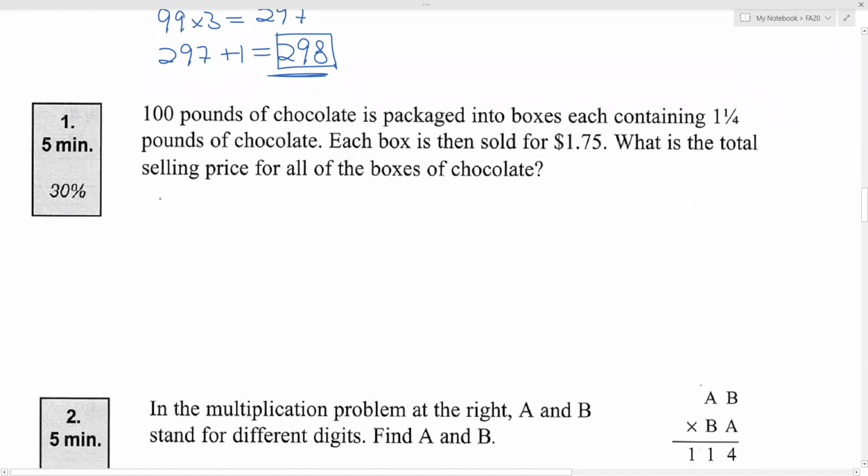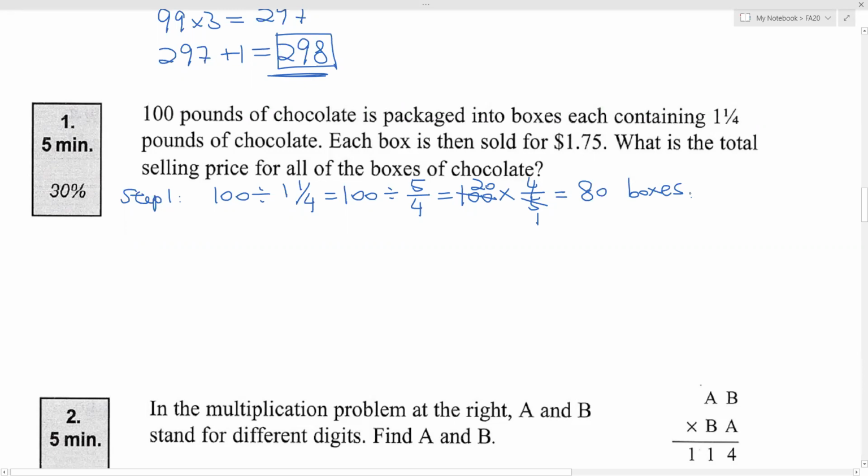So first, find out how many boxes there are, right? Yes, so I did 100 divided by 1 1/4. How did you figure this out? So 1 1/4 is just 5/4, right? Yeah. And so we change the sign, and flip the denominator and the numerator. Then we simplify first before we multiply. And then this becomes 80 boxes, right?